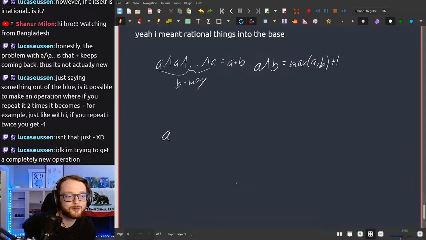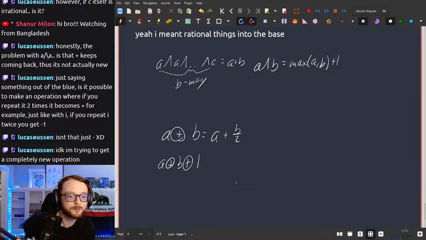You could make something where, if I make like plus with a circle to denote our new operation, you could make it so it's like a plus b over 2. And so if you do a plus b, that becomes your normal a plus b.